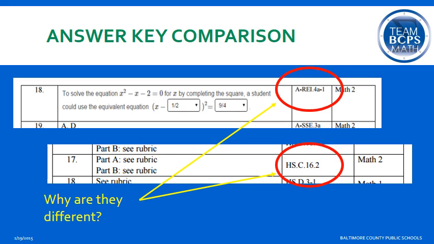When you display this PowerPoint slide during the presentation, they're going to see that they probably thought they had the same standard, but they're going to realize that the end of year was REI 4A1, whereas the PBA was HSC C16-2, and they're going to question, well, why are they different?